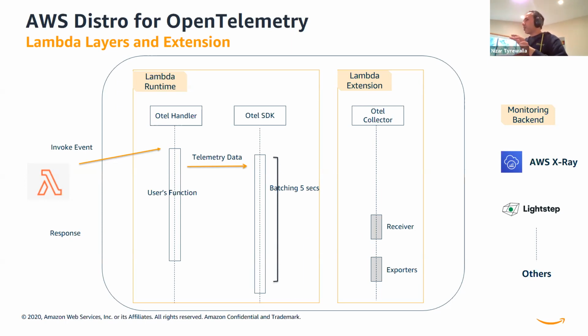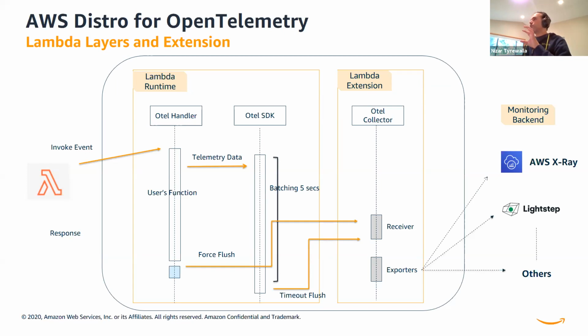Once those 5 seconds are done, automatically we have a timeout flush that sends the data to the OpenTelemetry receiver within the collector, and the collector then sends it from the receiver to the exporter. The exporter flushes the data out to the backend service. So it's close to real time, going to where you want to send the data.